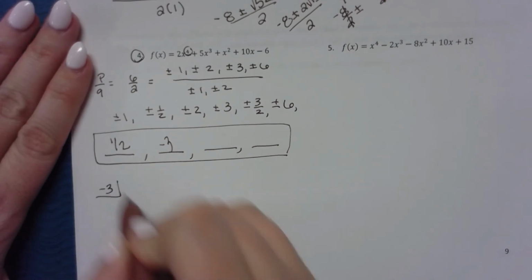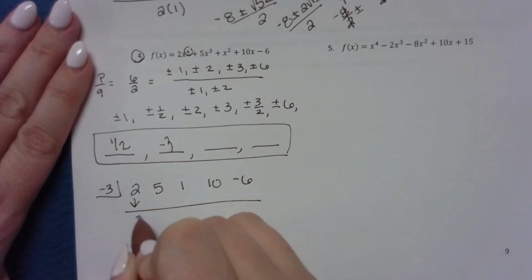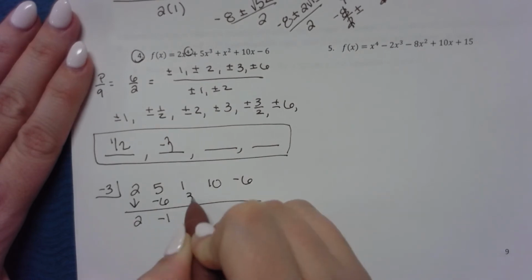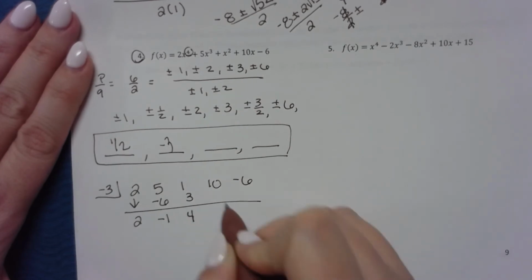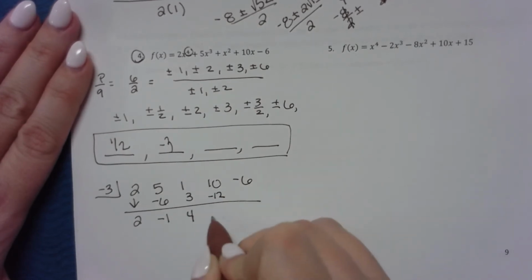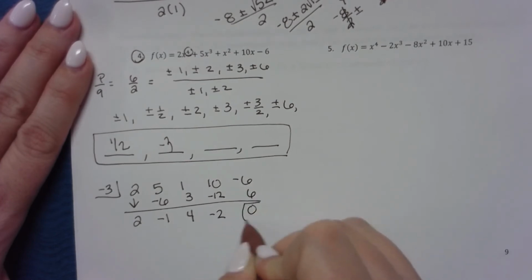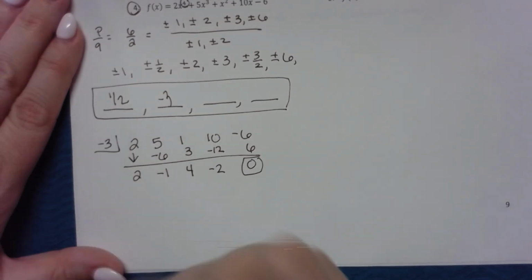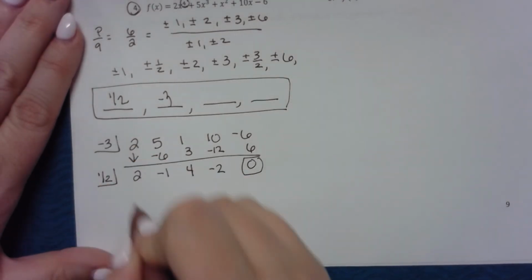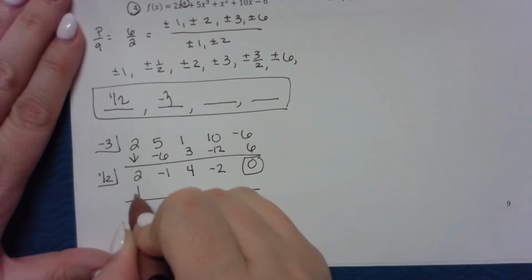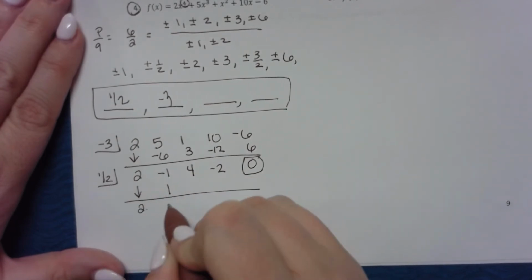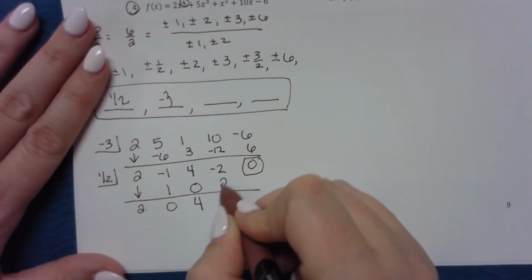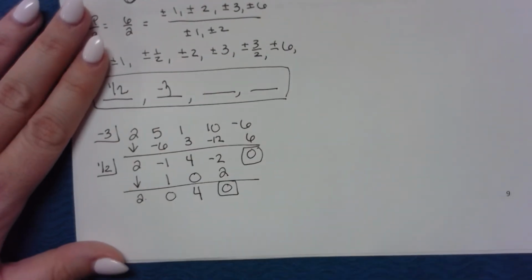So negative 3. Now remember, if you don't get 0, something went wrong. Now we're going to take this and divide by the 1/2. So now we're going to do the 1/2 with our new answers. Bring down the 2, 1/2 of 2 is 1, 1/2 of 0 is 0, 1/2 of 4 is 2. Oh look, we got 0 again, that's a good thing.